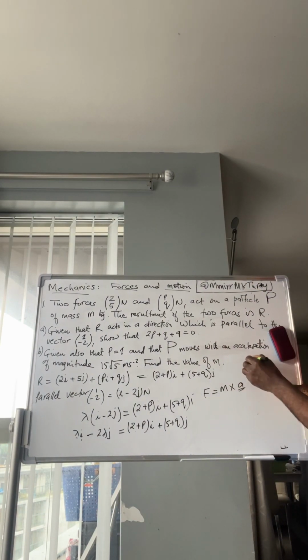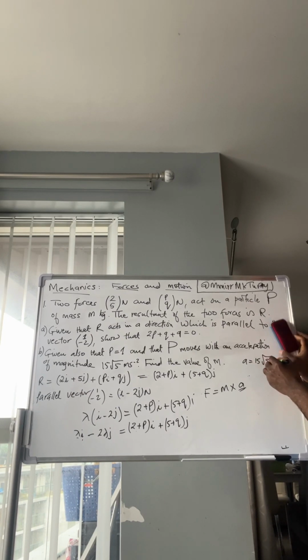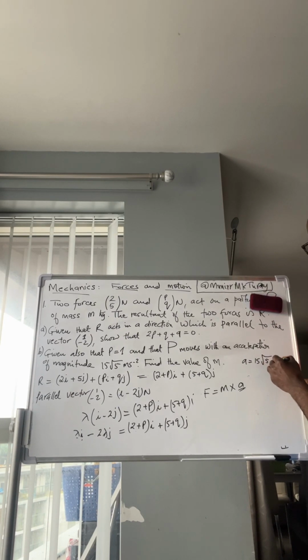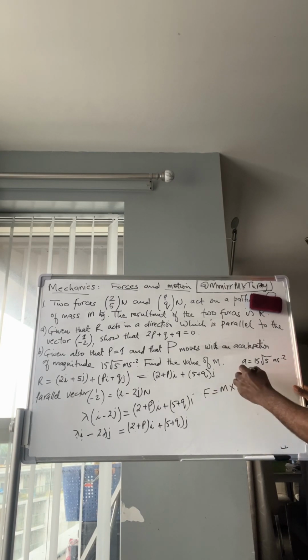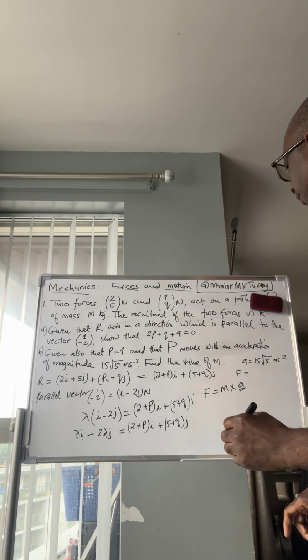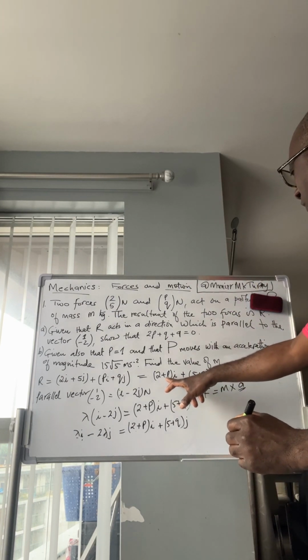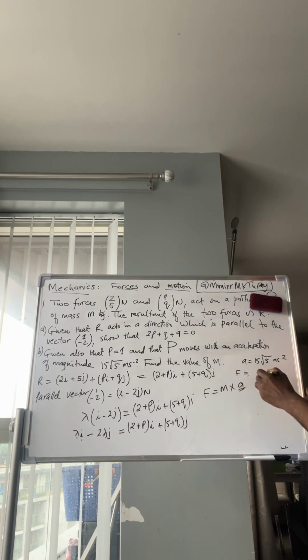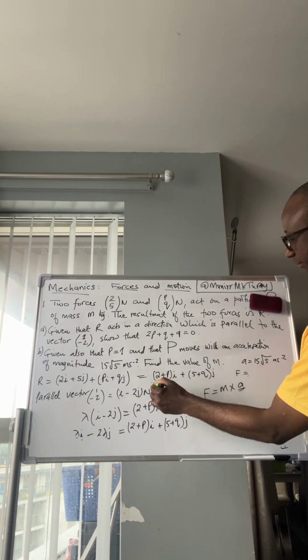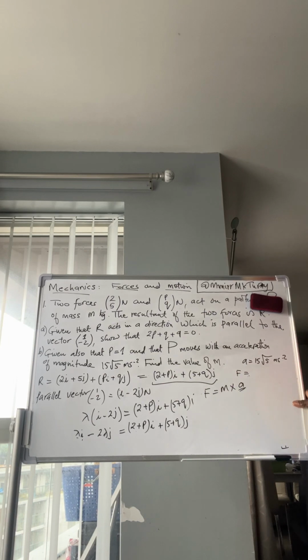A is given. A is 15.5 meters per second squared. F is also given as 2p. This is F. It's given to us. But we're going to find the magnitude of F, not in this way. Then we can be able to calculate for the mass.